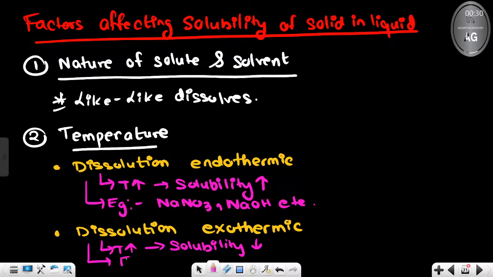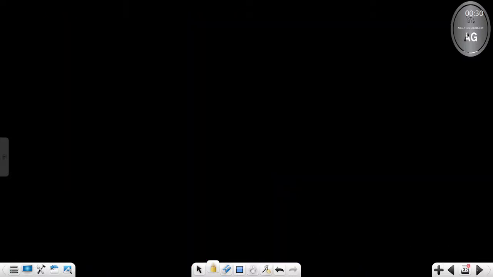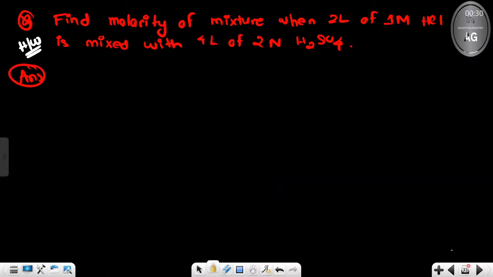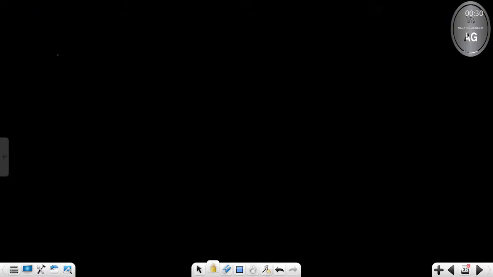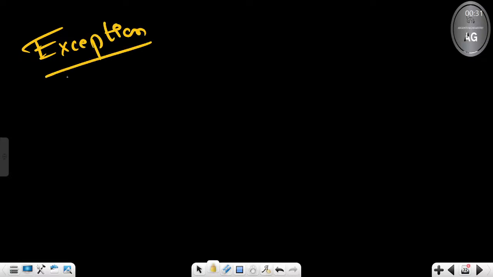Examples you have seen in the graph in class 9 are calcium sulfate, CaSO4, then sodium carbonate and lithium carbonate. These are all fine. And the last one is the exceptional guy. You always have an exception, and it is very, very important. The exceptional guy has no regular pattern. Suddenly it increases, suddenly it decreases.